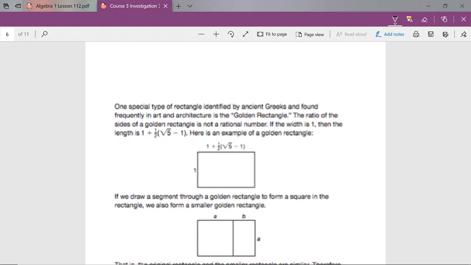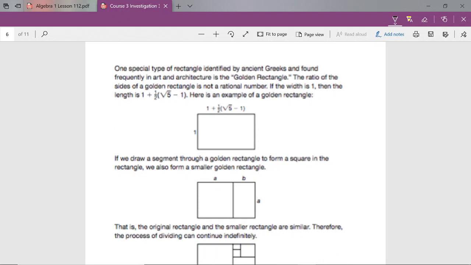The ratio of the sides of the golden rectangle, it's not a rational number, meaning it has a decimal that goes on forever. If the width is 1, then the length is 1 plus 1/2 times the square root of 5 minus 1. Here is an example of the golden rectangle. So you can see this side length of 1, and then a side length, like it said, 1 plus 1/2 times the square root of 5 minus 1.